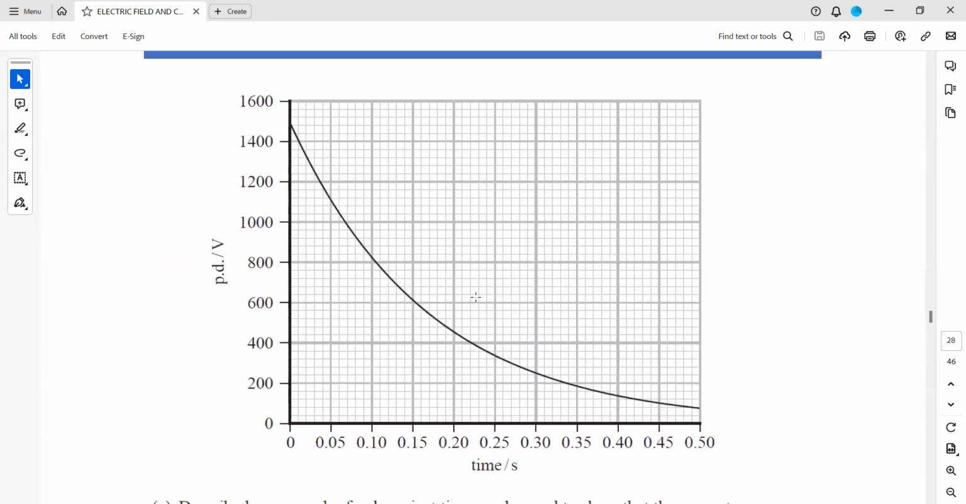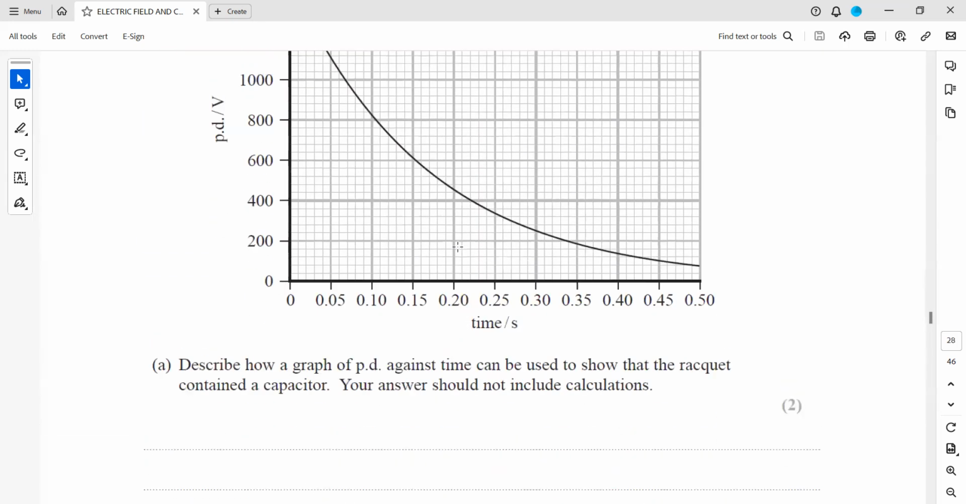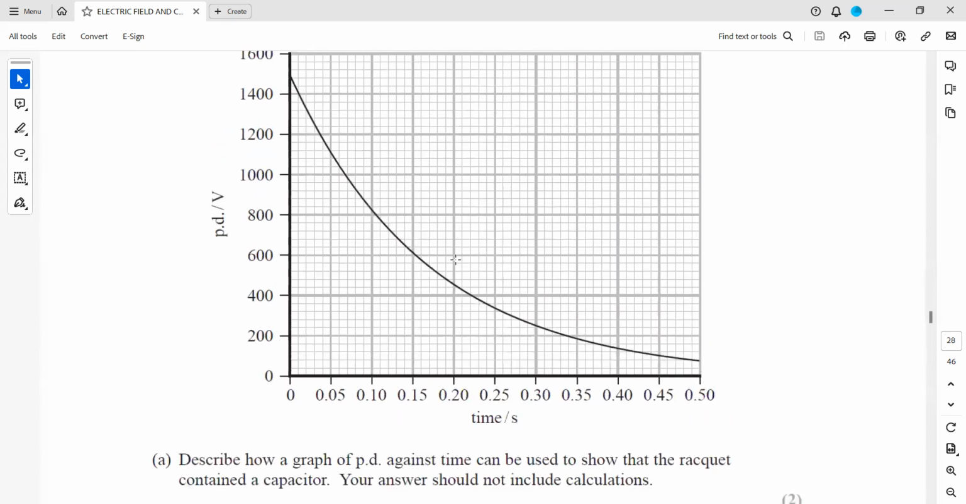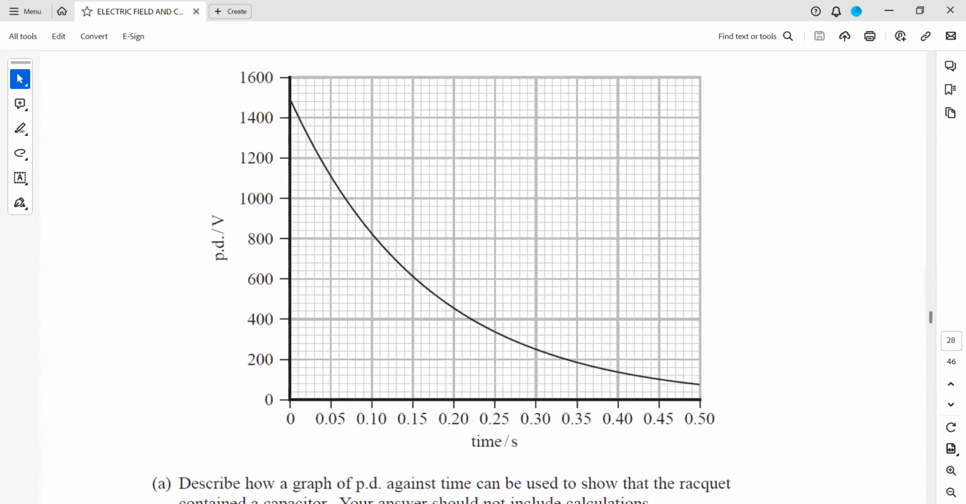So this is the graph which the student got. Describe how the graph of potential against time shows that the racket contains a capacitor. You should not include any calculation. First, if there is a capacitor, the charging and the discharging of a capacitor is exponential. We don't have to show any calculation. We just mention that this shows the change is exponential. The change of voltage with reference to time is exponential.